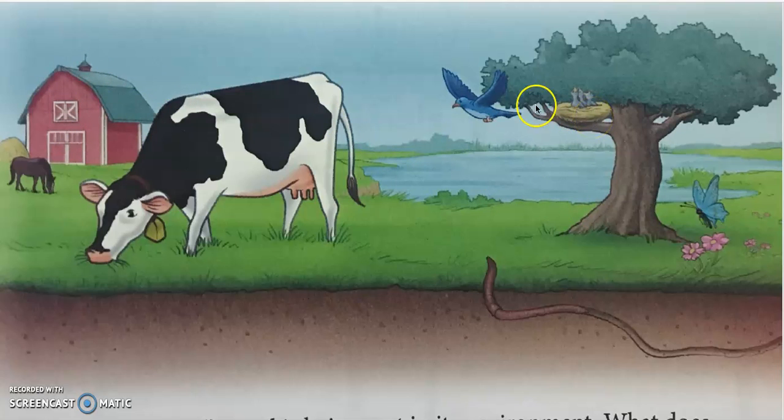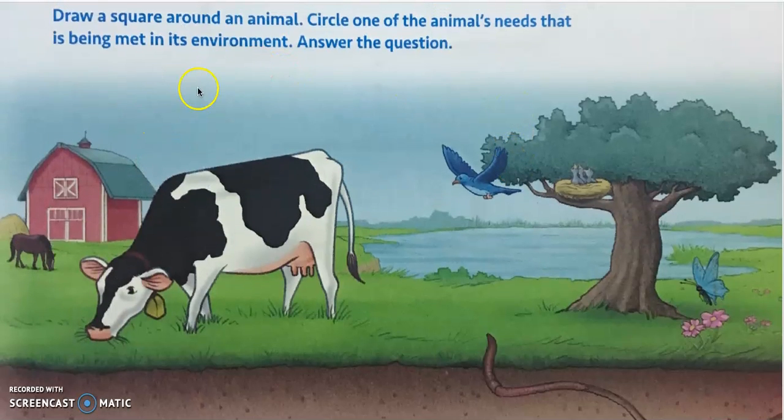All right, so what you need to do is draw a square around an animal. So for example, draw a square like this around the cow, and then you'll circle one of the animal's needs that is being met in this environment. So what is one of the cow's needs that is being met in the environment here? Yeah, the food, the grass, right? So just circle grass. Or it could be bird, square around the bird, and the nest is their shelter. Or of course, it could be butterfly, square around butterfly, and you will circle flowers for food.